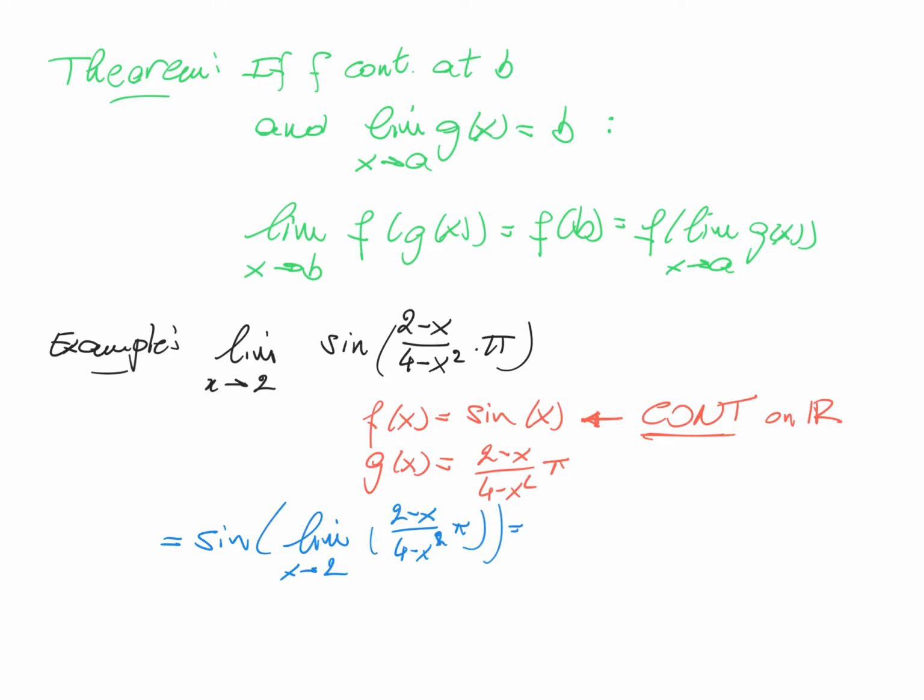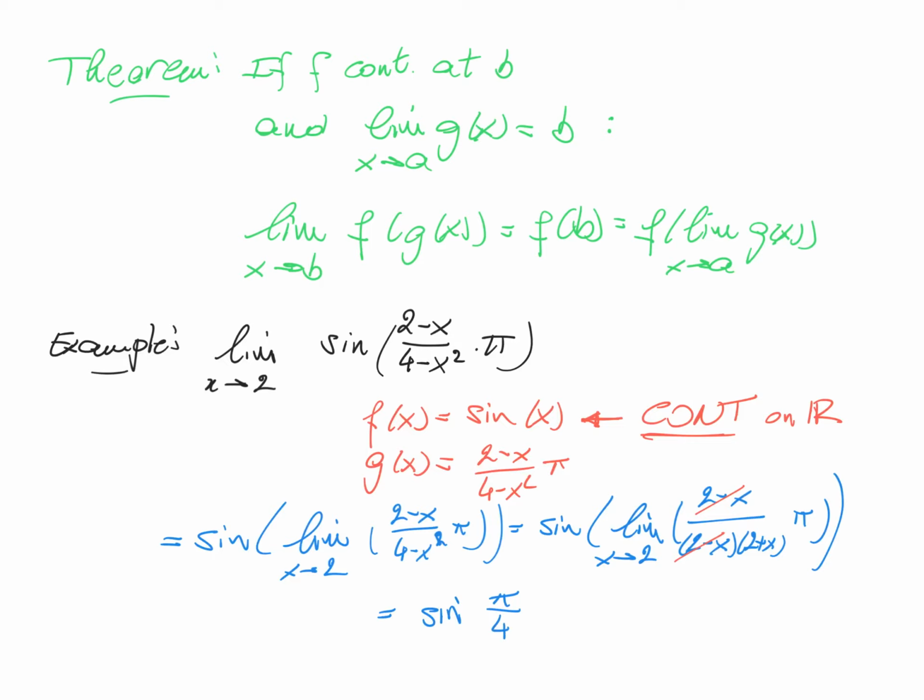And then the inner limit is easily solvable by just observing that 4 minus x squared is nothing else than (2 minus x) times (2 plus x). So here you get (2 minus x) times (2 plus x), then times pi, bracket, bracket, and you close the final bracket. The 2 minus x then cancels out, and so it's just sine of the limit. We can plug in 2, so it becomes the sine of pi over 4, which is root 2 over 2.